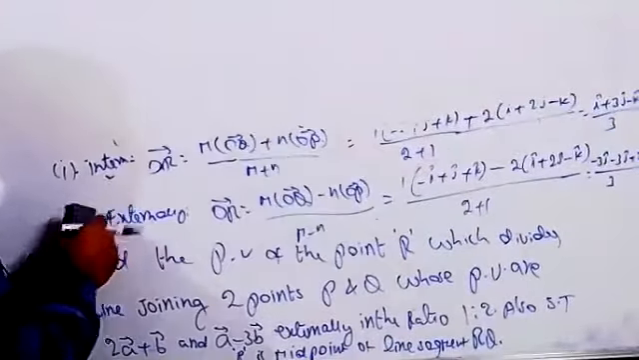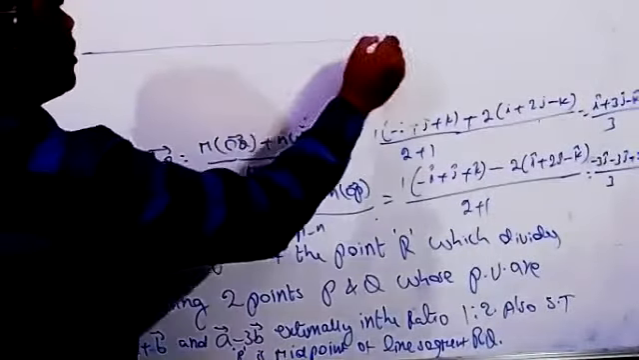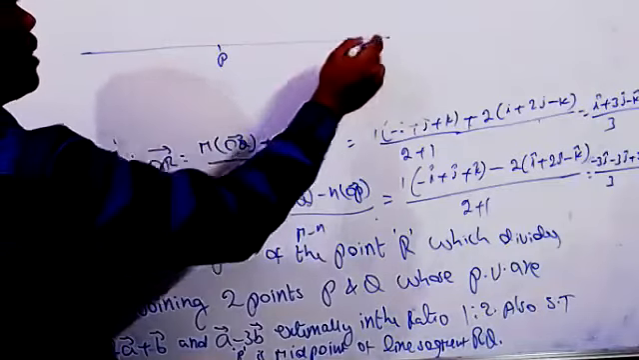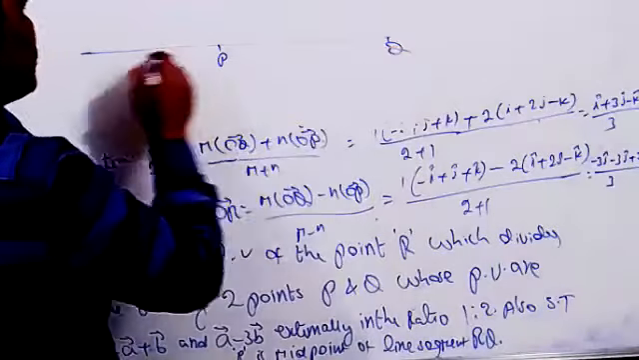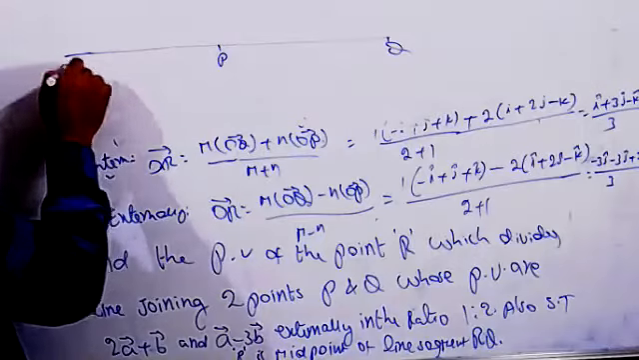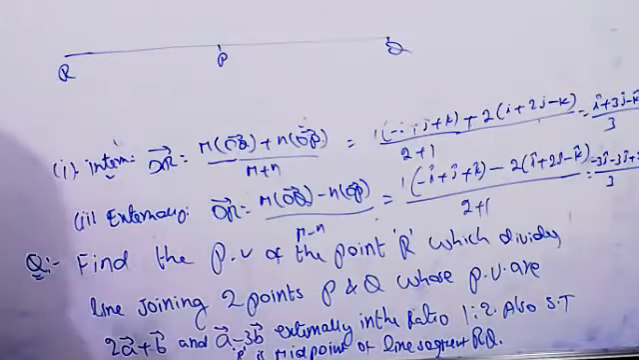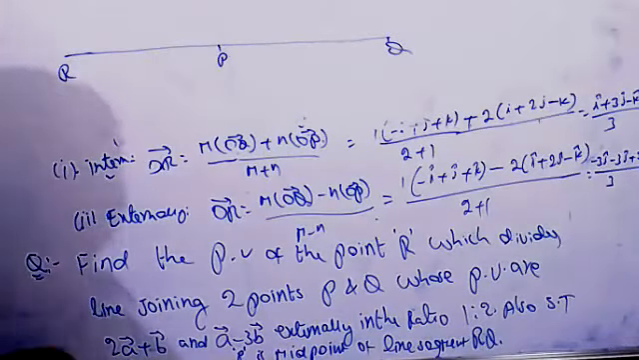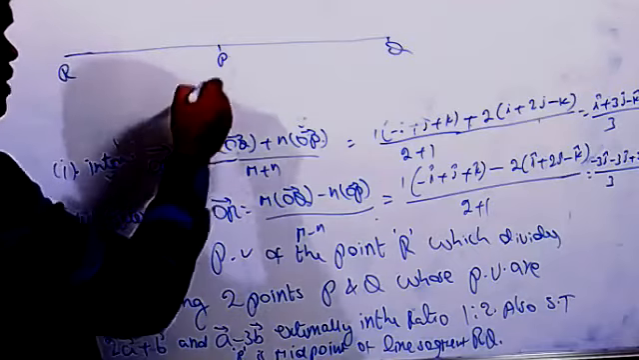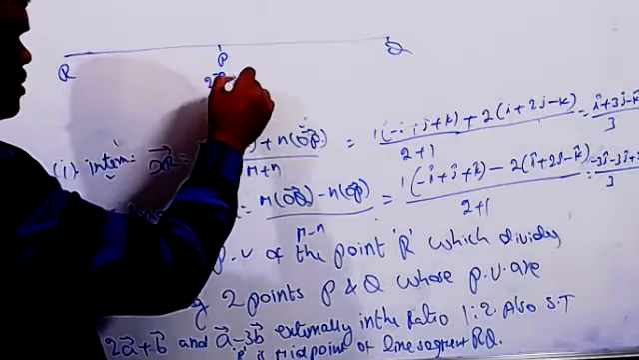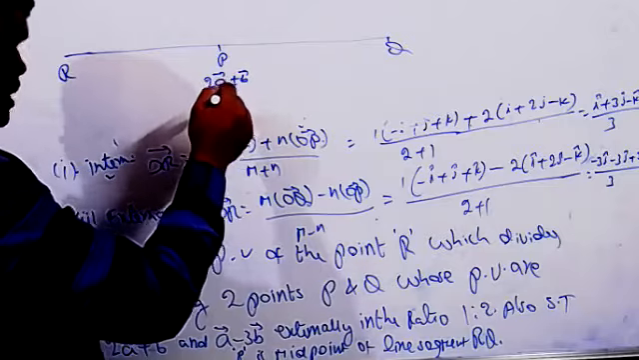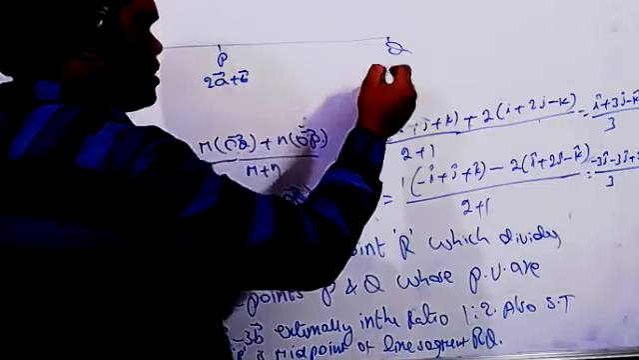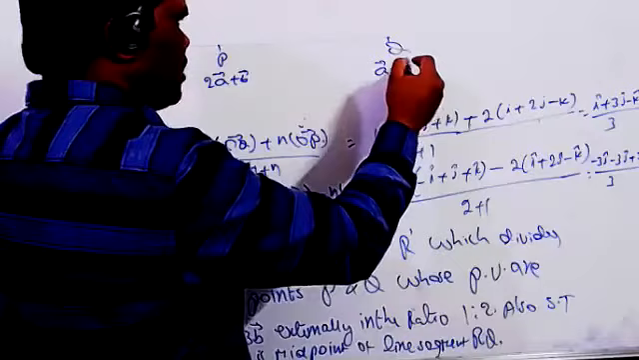So taking the diagram outside, here P and Q, and this is the point R. Then we call it external. And these two vectors are given. The first vector is 2A plus B, and the second one is A minus 3B.